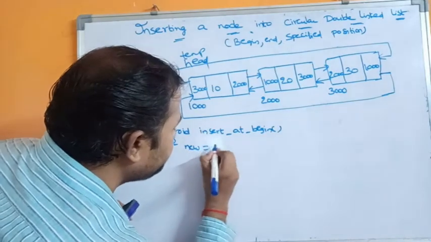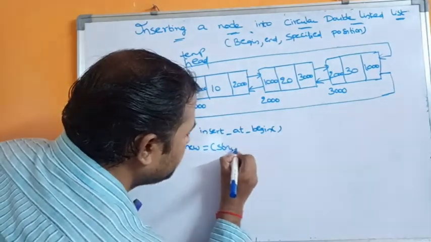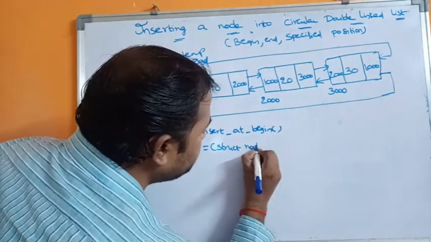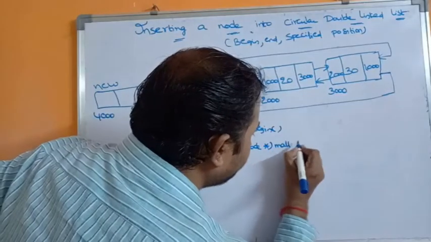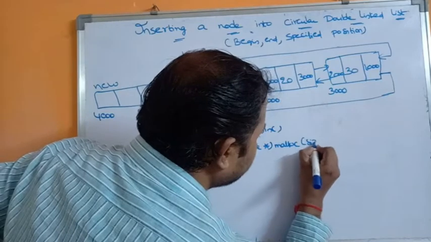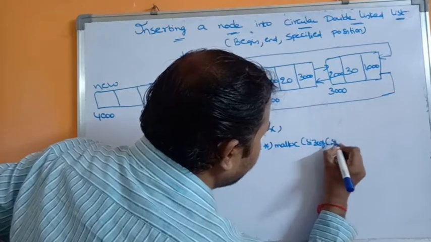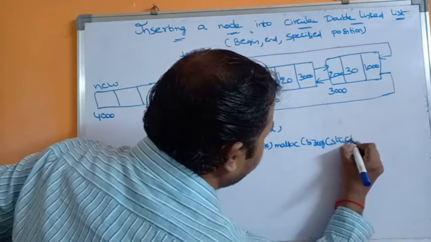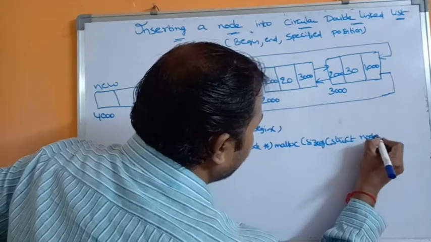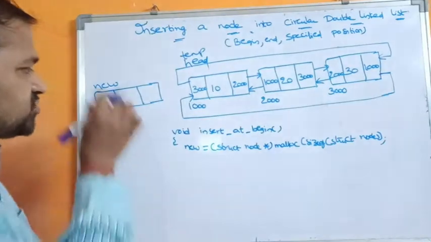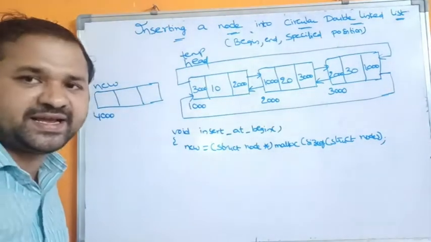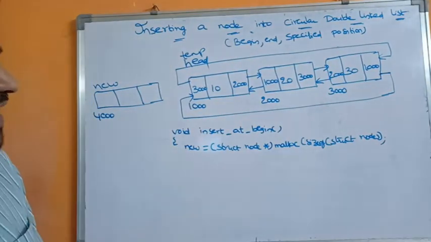In order to allocate memory for the node, the statement is new is equal to struct node star. Name of the structure is node. malloc of size of struct node. So the memory will be allocated for the members of node structure. In node structure we have 3 members: previous field, data field and next field. So for those 3 members the memory will be allocated. Okay. So next what we have to do?